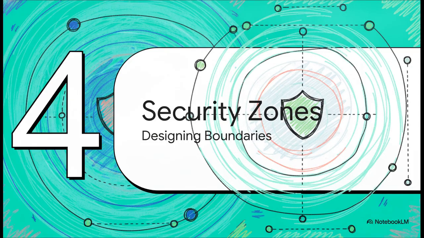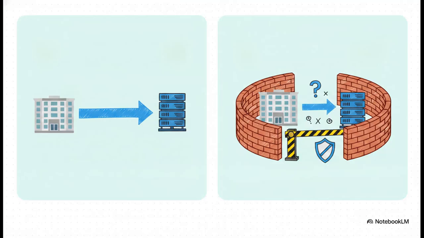All right, Section 4, Designing Security Zones. Once we actually know who the user is, we need to look at where they're coming from and where they're going to contain potential threats. So traditionally, you'd have these implicit trust zones.